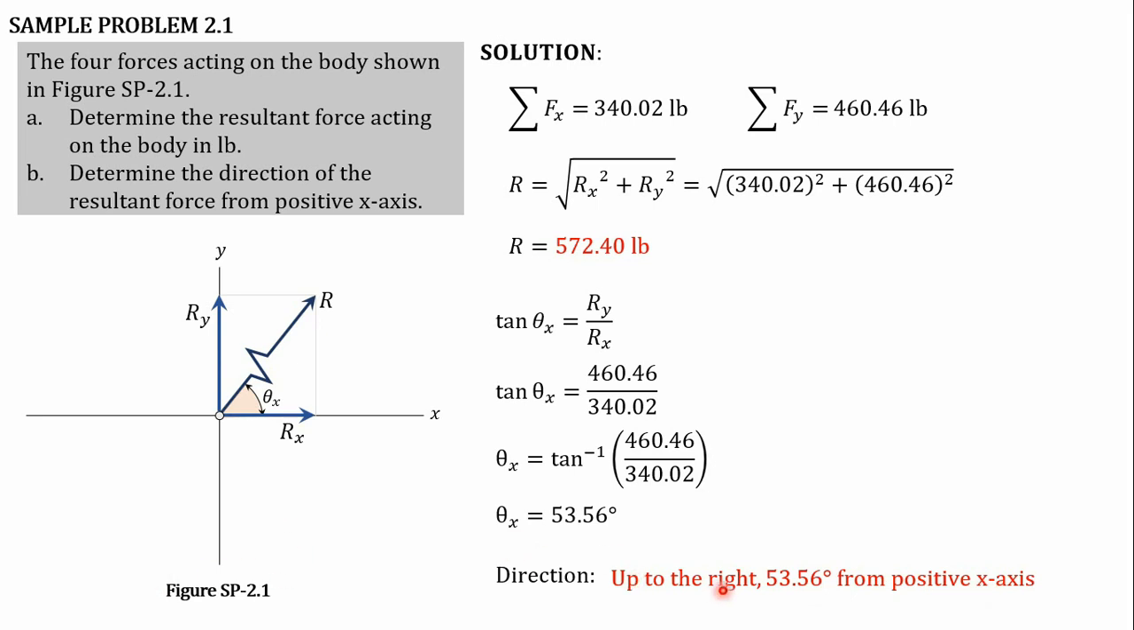Okay, bakit up to the right? Okay, tingnan niyo yung R natin. Okay, this is going upward and going to the right. Okay, so that's why up to the right yan. Or, pwede ganito. Yung Ry natin is going upward. And then, yung Rx natin is going to the right. Okay, so yun, up to the right. Okay, gets nyo? And then yung degrees natin, okay, so 53.56 degrees from positive x-axis. Okay, so yun yung direction natin. Okay, so yun yung answer natin.